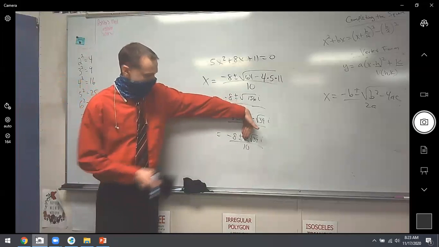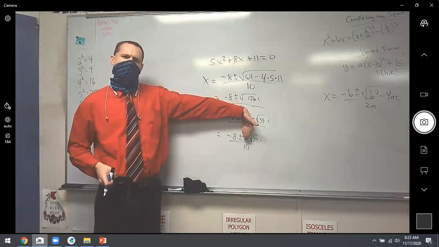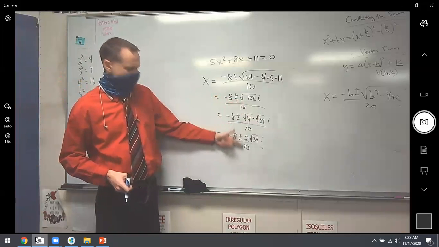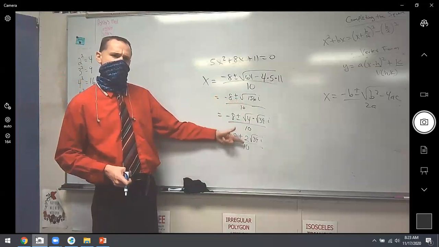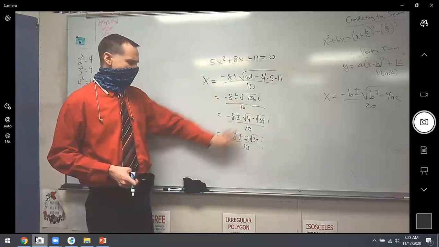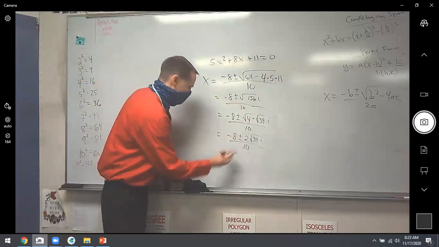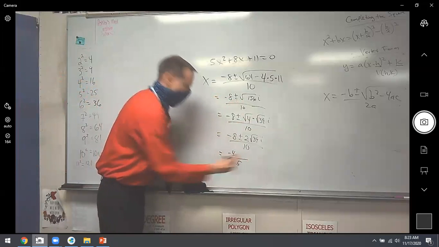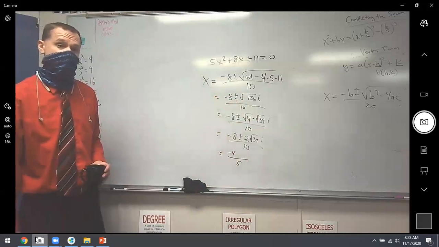Because if I ignore this stuff, how about 8 over 10? Could you reduce 8 over 10? What would that be, like 4/5? And if I ignore this part, what about 2 over 10? Could you reduce 2 over 10? That'd be 5ths too, right? So I can kind of reduce both of them in my head at once. Negative 8 over 10 is the same as negative 4 over 5. Would we agree with that?